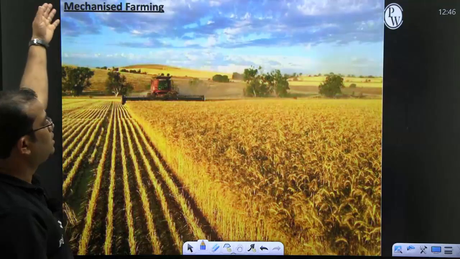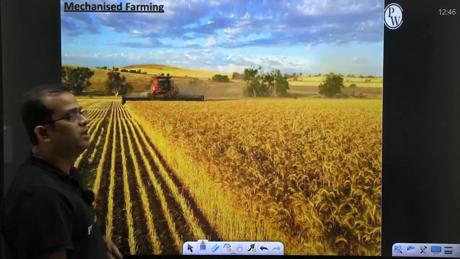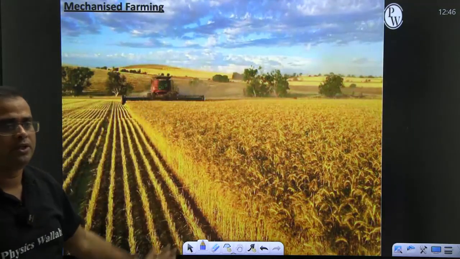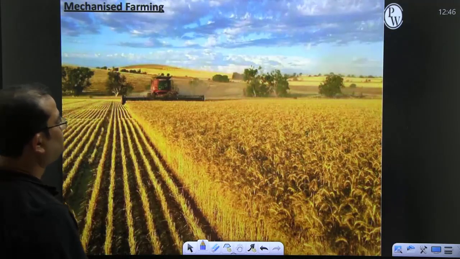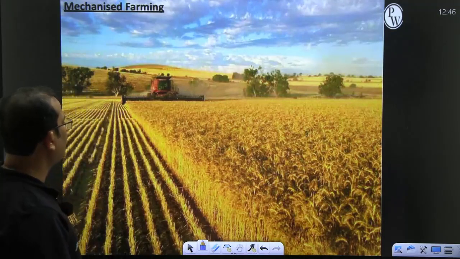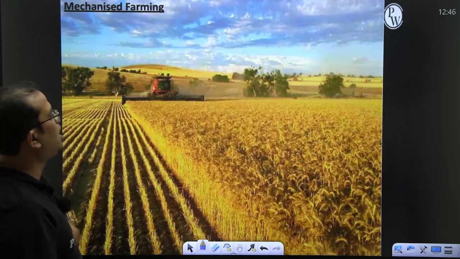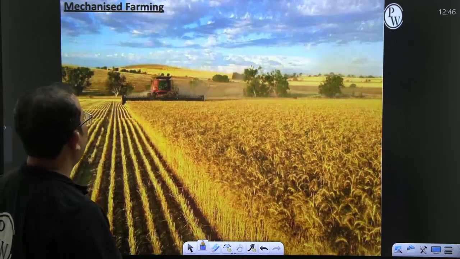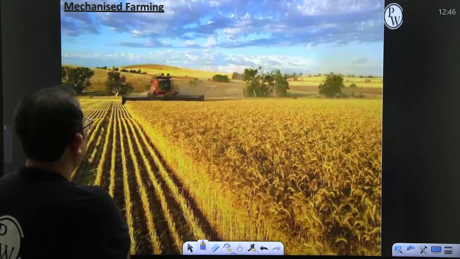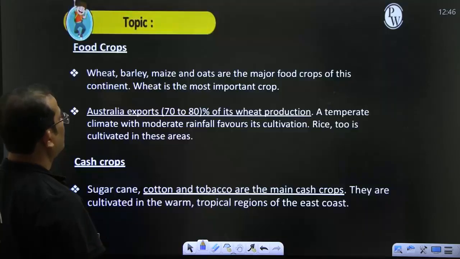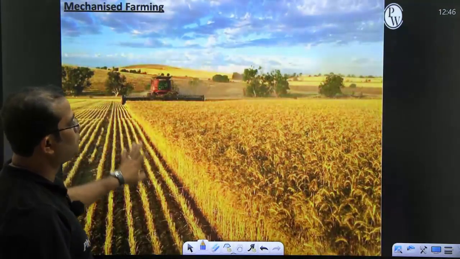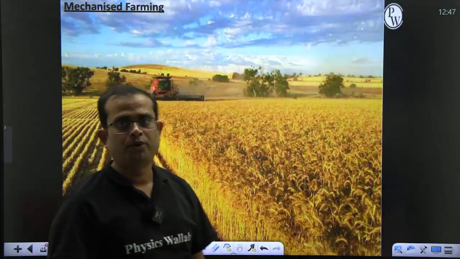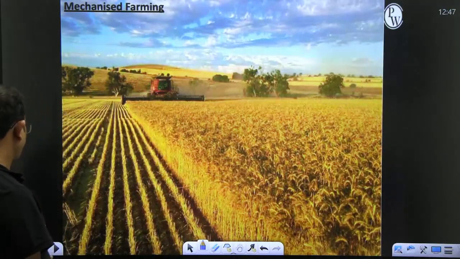See this one. This is the mechanized farming that is done in Australia. These are all the wheat cultivations. This is the wheat cultivation that is carried out in Australia.